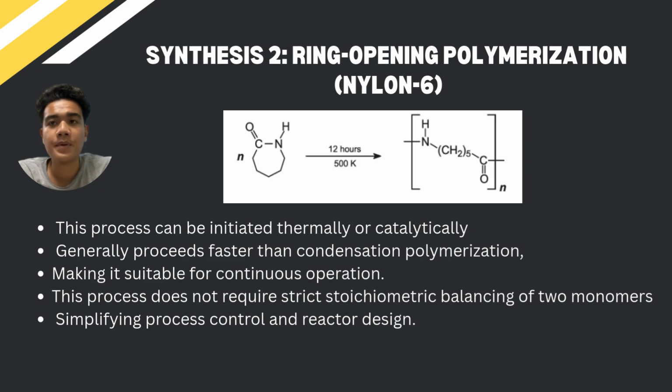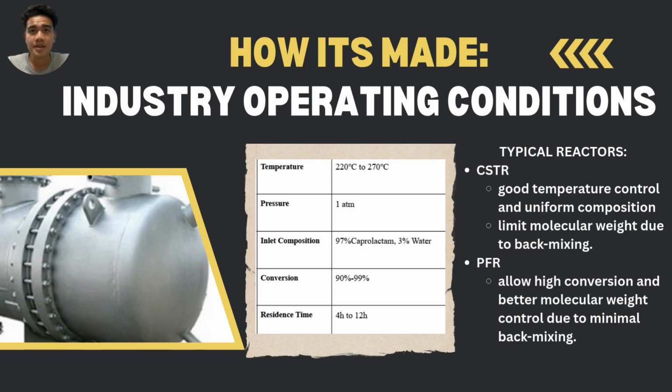This makes ring opening polymerization particularly suitable for continuous reactor systems, such as a plug flow reactor or cascade of stirred tanks. Due to these advantages, ring opening polymerization is the preferred industrial route for nylon 6 production. Hence, for this case, we will be choosing nylon 6 as our reaction. Next, we will discuss the typical operating conditions used in the production of nylon 6.